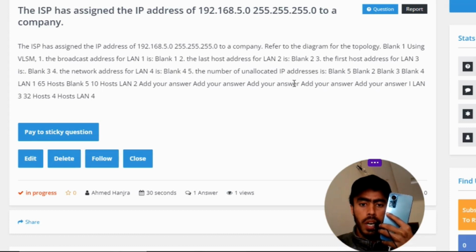Option 5: the number of unallocated IP addresses is blank 5. LAN 1 has 65 hosts, LAN 2 has 10 hosts, LAN 3 has 32 hosts, and LAN 4 has 4 hosts.